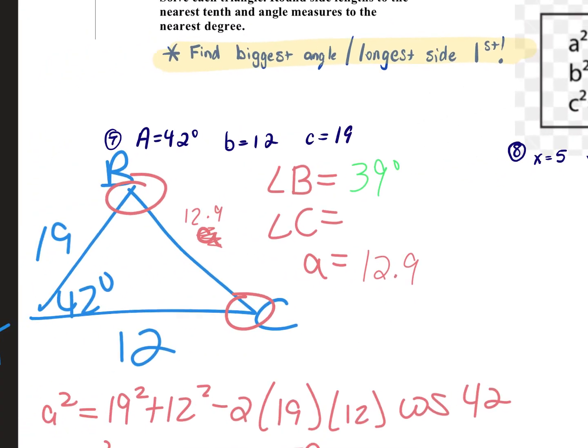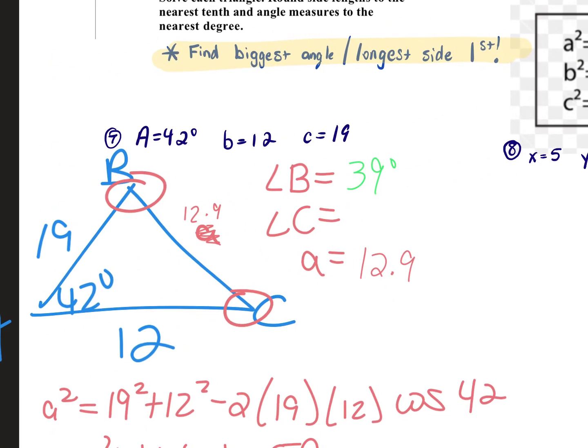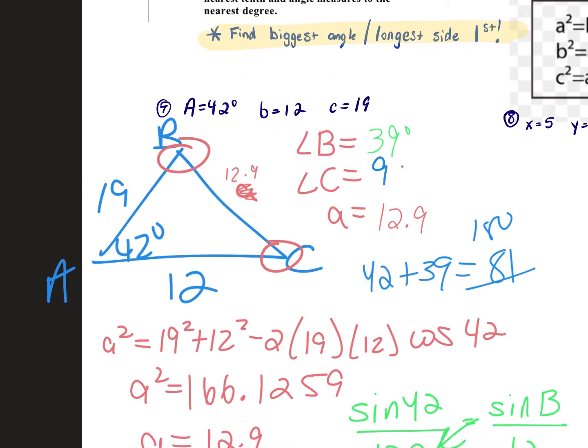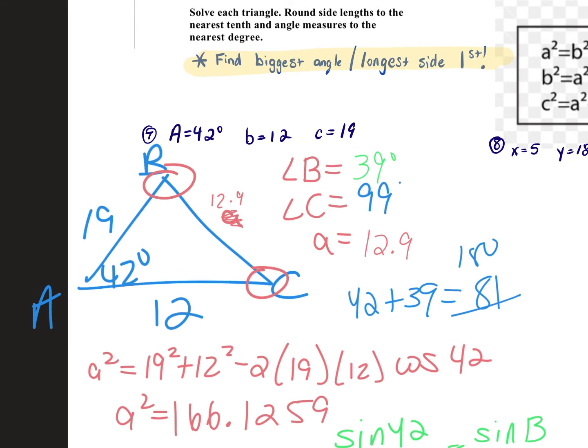Now, I have angle A and I have B. Do I have to use the law of sines or law of cosines to find the last angle? No. What can I do? I can add and subtract. If I add 42 plus 39, what do I get? 81. And then I say 180 minus 81, and that gives me 99 degrees. Sorry about that. I don't know what just happened. So I get 99 degrees.